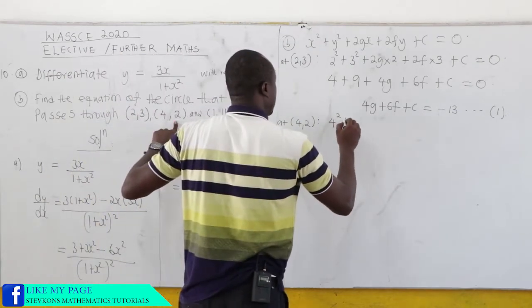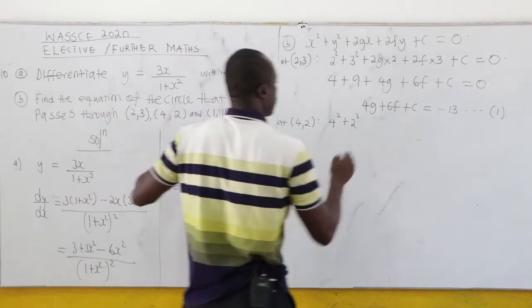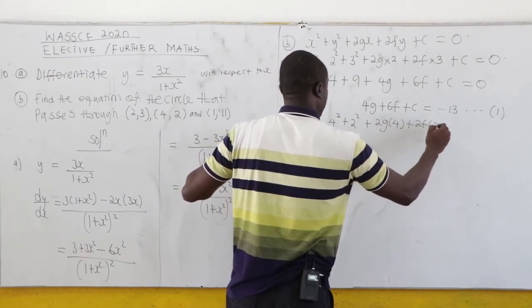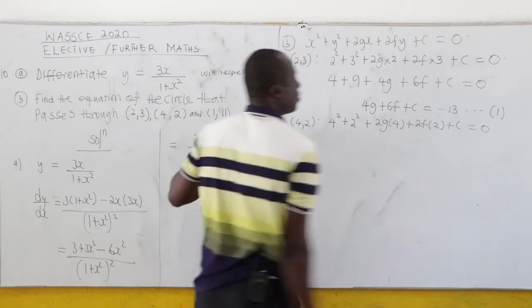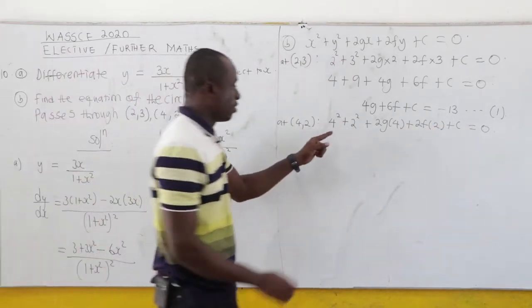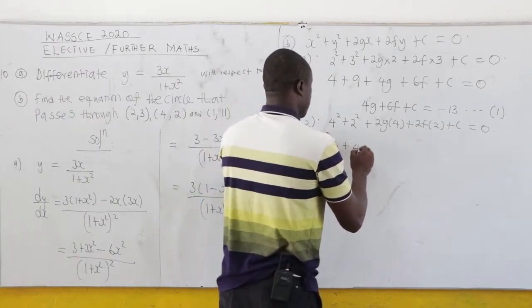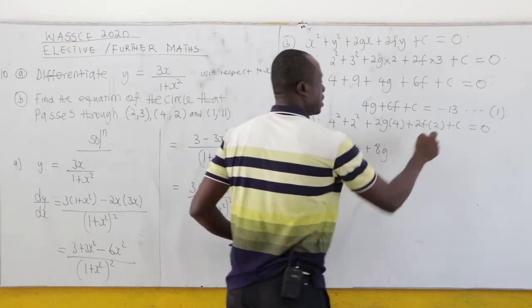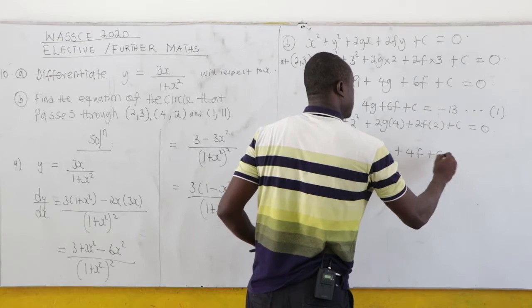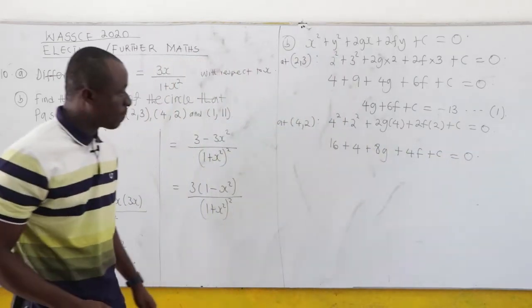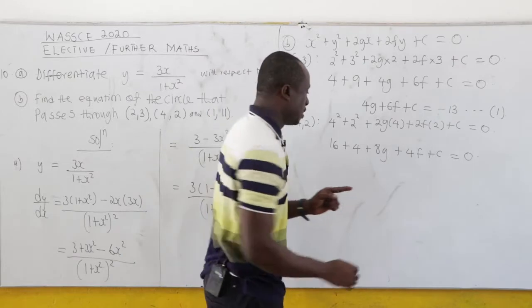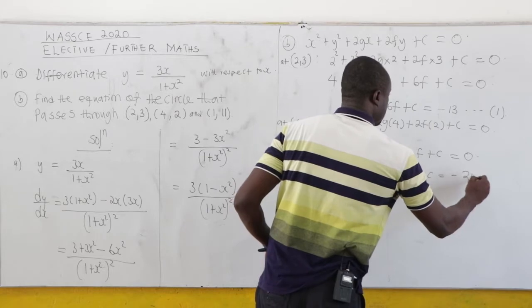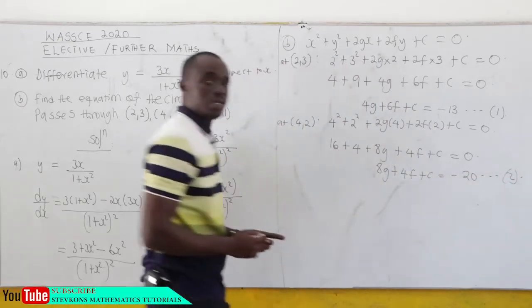So we have 4 squared plus 2 squared plus 2g times 4 plus 2f times 2 plus c equal to 0. Now 4 squared is 16 plus 4. 2 times 4 is 8, so plus 8g, 2 times 2, we have 4f plus c, and this is equal to 0. So you have 20 going to the other side, negative 20. So you have 8g plus 4f plus c equal to negative 20. And this is equation 2.